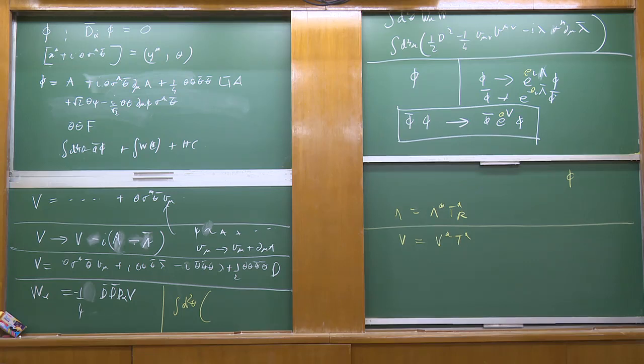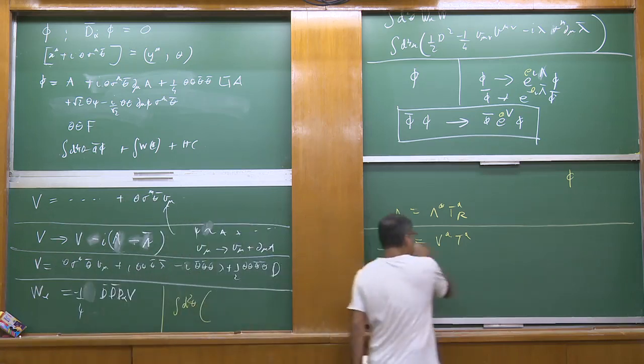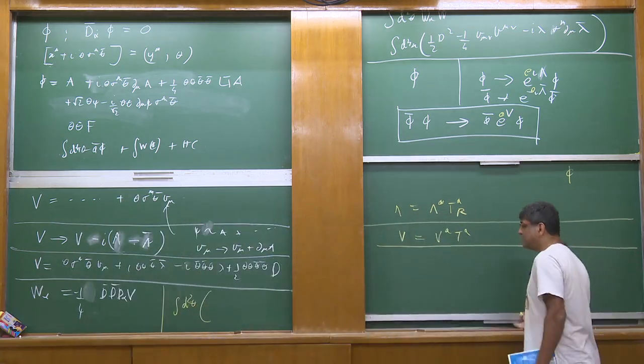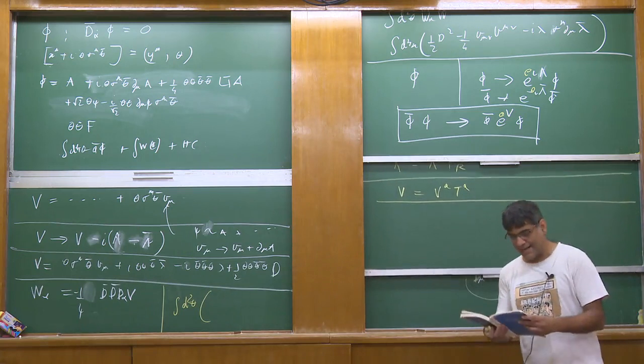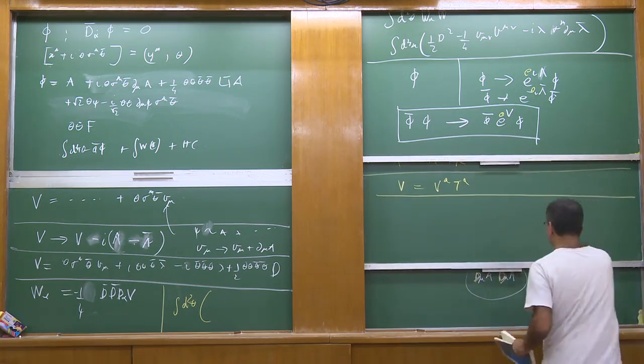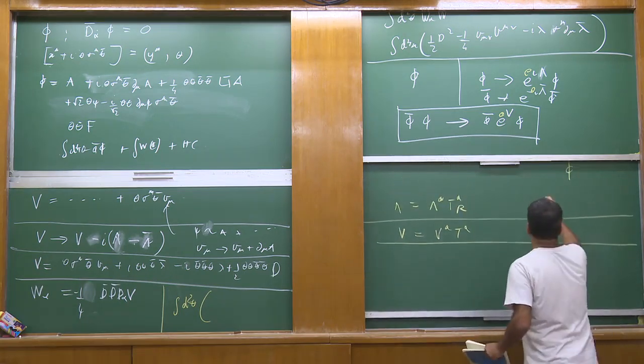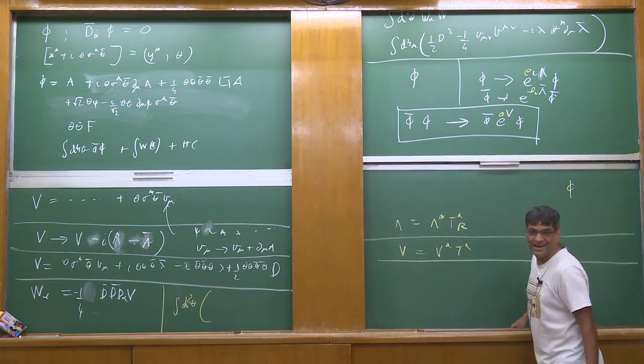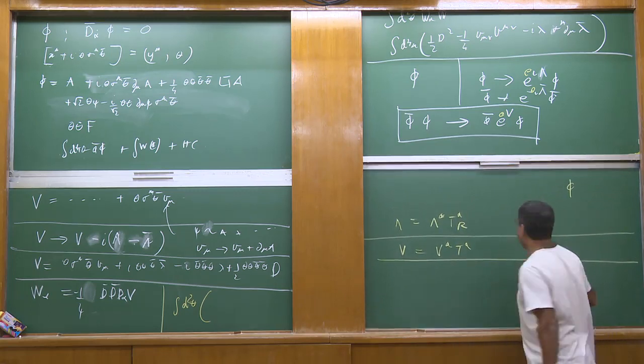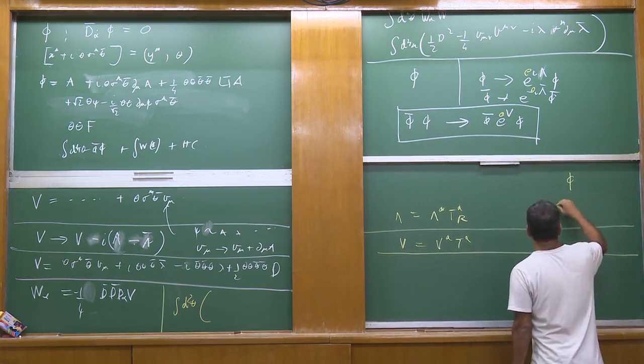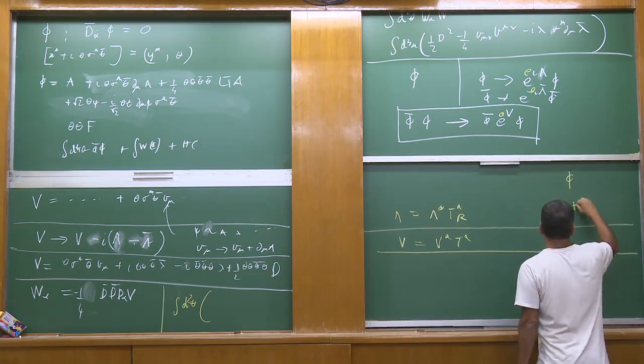Now, the first question we're going to ask is, how does phi transform under gauge transformations? And the answer is very simple. It transforms like e to the power lambda times phi.